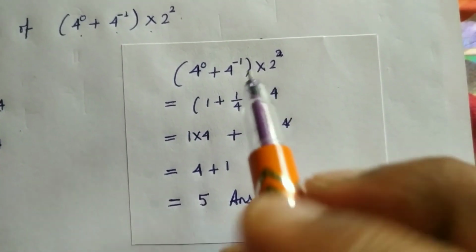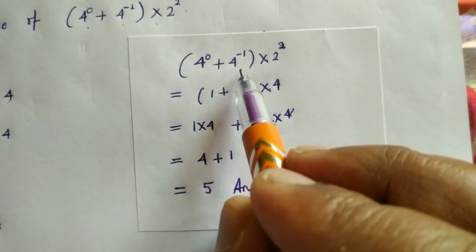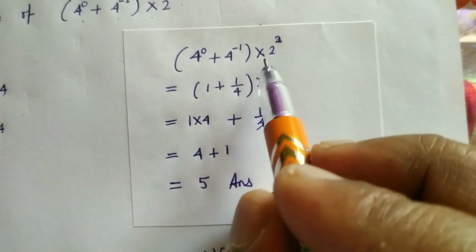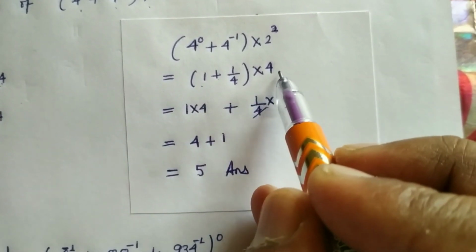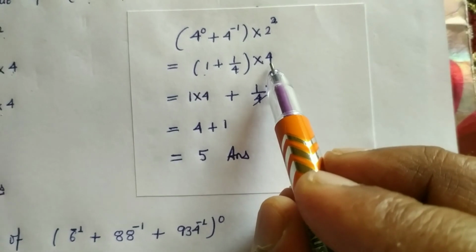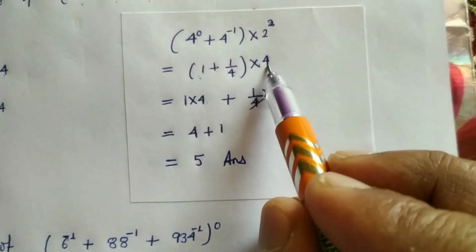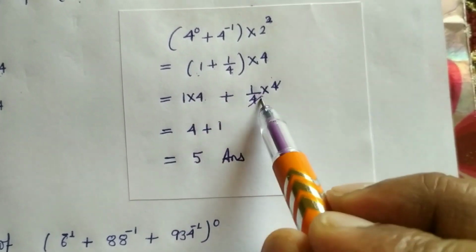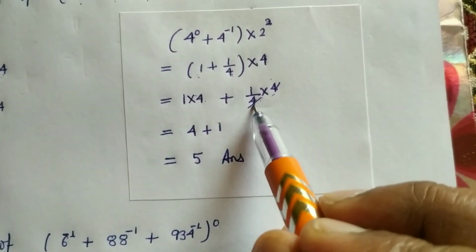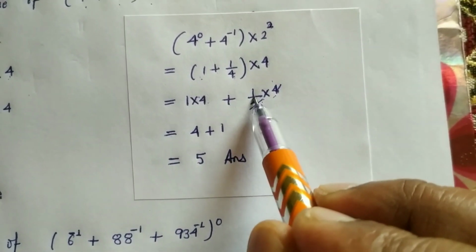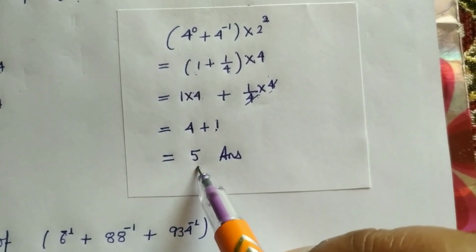Second method: (4 to the power 0 plus 4 to the power minus 1) whole multiplied by 2 to the power 2. 4 to the power 0 is 1, plus 1 by 4, whole multiplied by 4. Now apply the distributive property. 1 into 4 plus 1 by 4 multiplied by 4. 1 into 4 is 4, the 4s cancel, 1 will be left. 4 plus 1 is 5. This is the required answer.